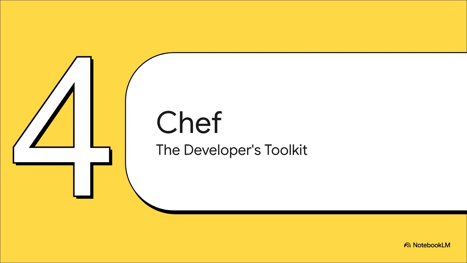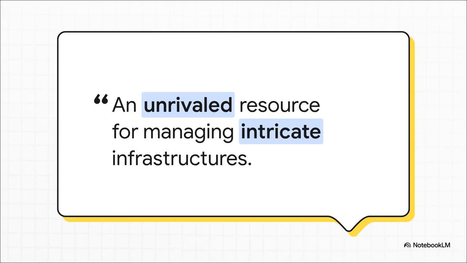So if Ansible is for simplicity and Puppet is for enforcement, then Chef is the powerful, flexible toolkit built for developers who want to treat their infrastructure exactly like they treat their software, as code. This quote just hits the nail on the head. Look, Chef has a reputation for being complex, and that's fair. But you have to understand, that complexity is a feature, not a bug. It's what makes Chef an absolutely unrivaled tool when you're dealing with really intricate, really complex, mission-critical systems.